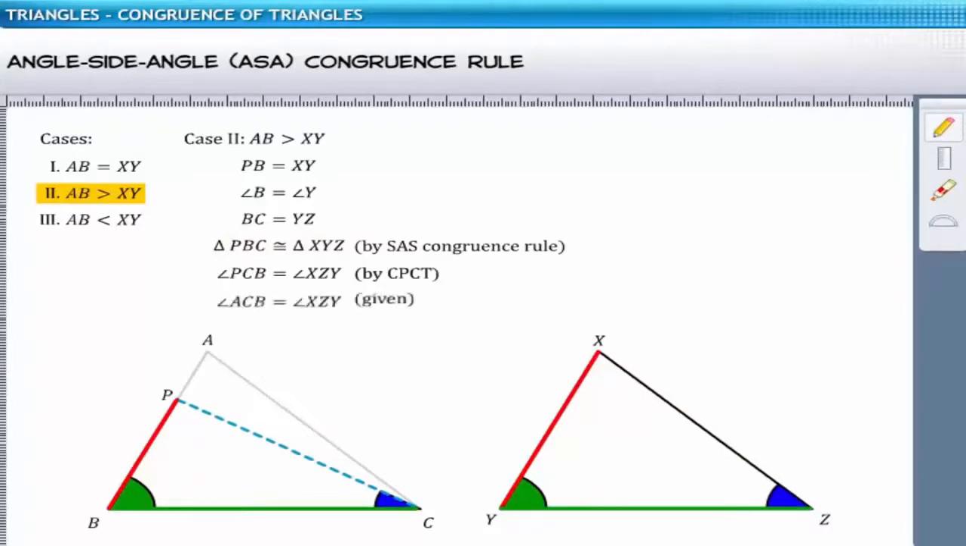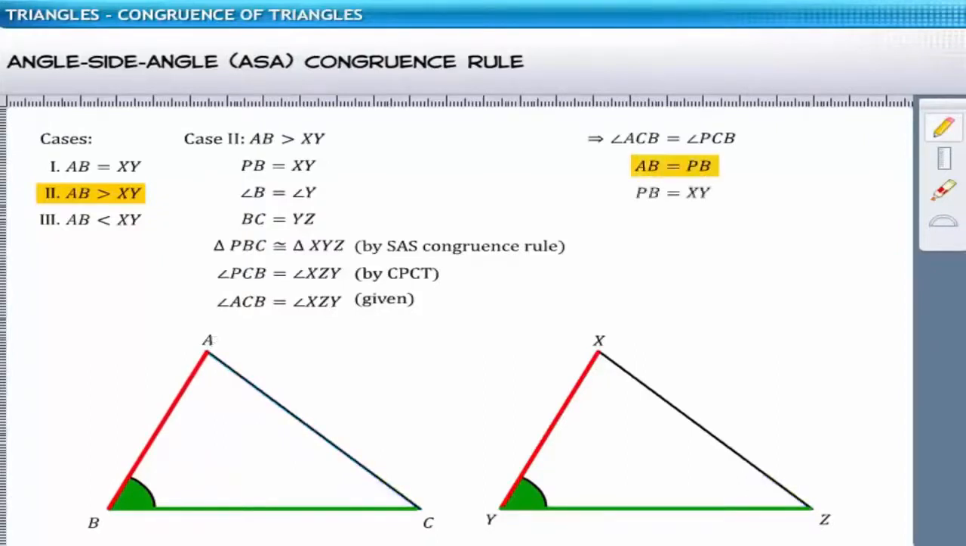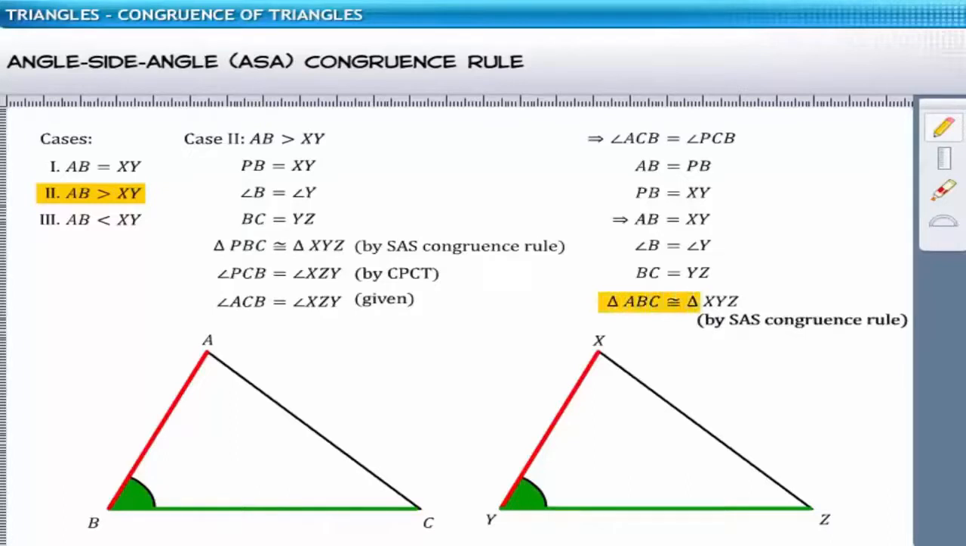We are given that angle ACB is equal to angle XZY. So, angle ACB is equal to angle PCB. This is possible only if P coincides with A. So AB is equal to PB. But we have assumed that PB is equal to XY. This implies that AB is equal to XY. Also, angle B is equal to angle Y, and BC is equal to YZ. Therefore, by the SAS congruence rule, triangle ABC is congruent to triangle XYZ.